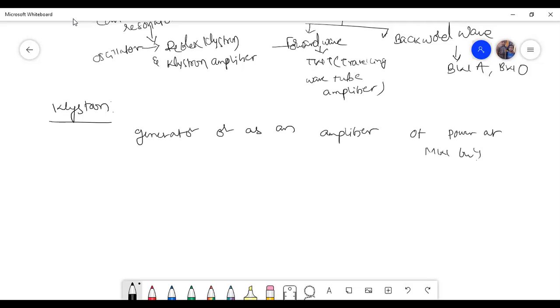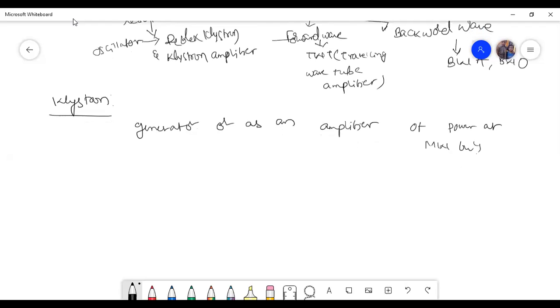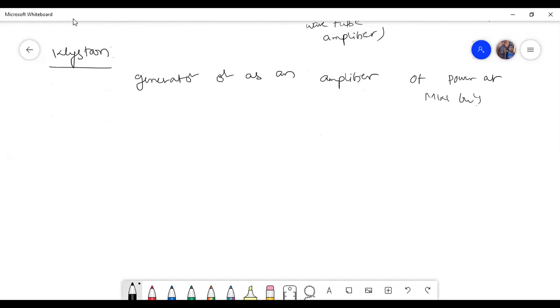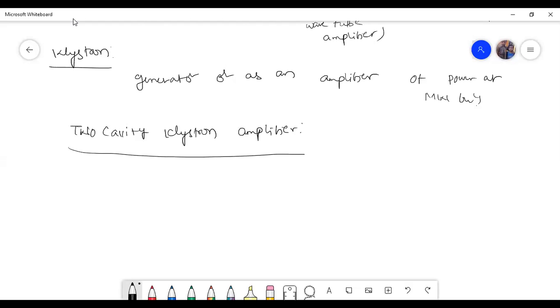The Klystron that can be used for amplification purpose is the two cavity Klystron amplifier, and a multi cavity Klystron amplifier is also available, but according to our syllabus we have only the two cavity Klystron amplifier. And the Klystron that can be used for generation purpose is known as the reflex Klystron. So first, about the amplifier: put the heading as two cavity Klystron amplifier. Don't confuse, in some places you will find it spelled differently.